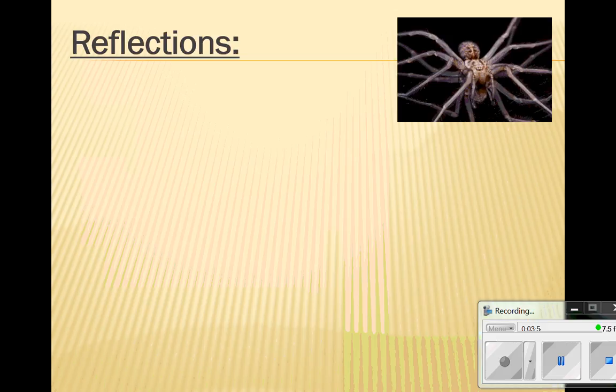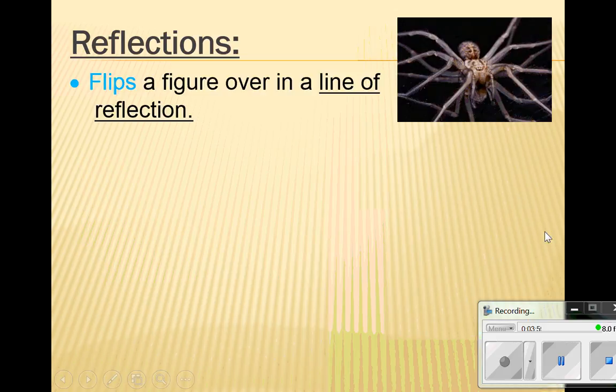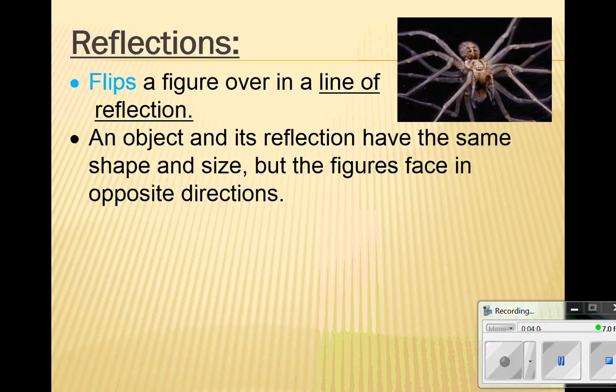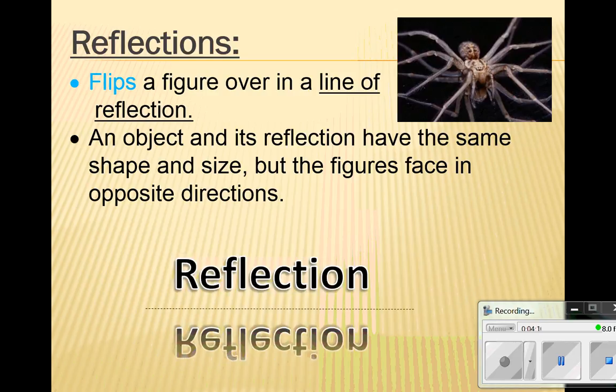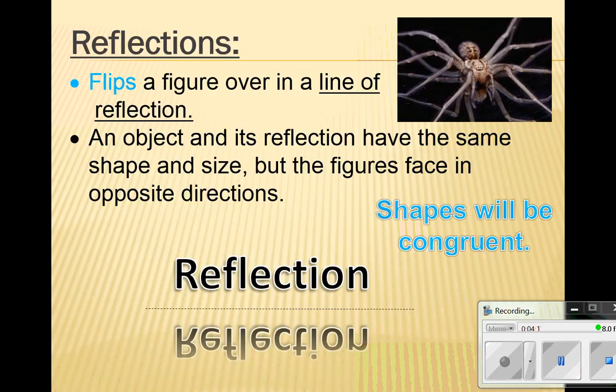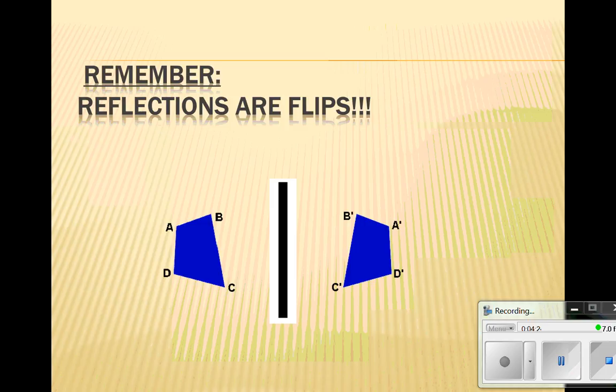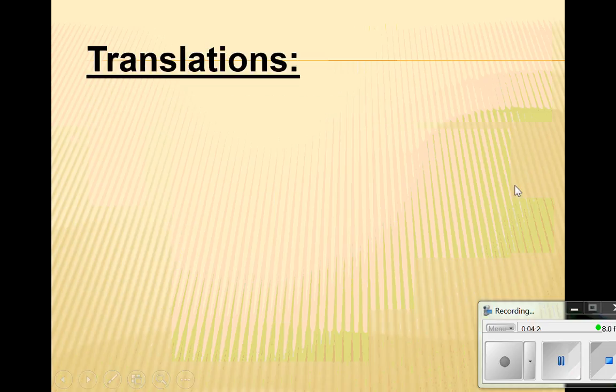The next one is reflections, and you often see those when you're looking at your reflection in the mirror. The figure is going to flip over a line of reflection, and the shape and the size will both stay the same, but the figures are going to be in opposite directions. You can see in this image that we have the line of reflection shown as a dotted line, and of course the shapes will be congruent. Remember, reflections are going to be the ones that flip.